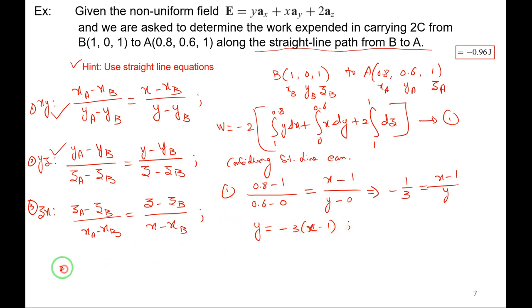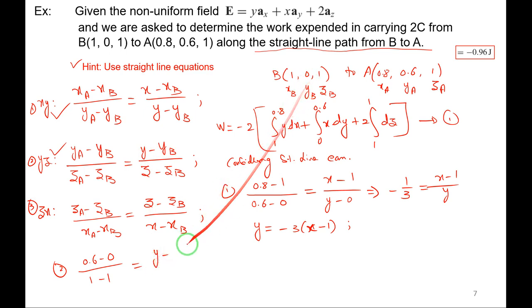Similarly, use the second set of equations. From the first set, we got this equation, the equation of a straight line, y equal to mx plus c. Now go for the second equation: ya minus yb, what is ya? 0.6 minus 0, divided by za minus zb. Za is 1, so 1 minus 1. Next, y minus yb.